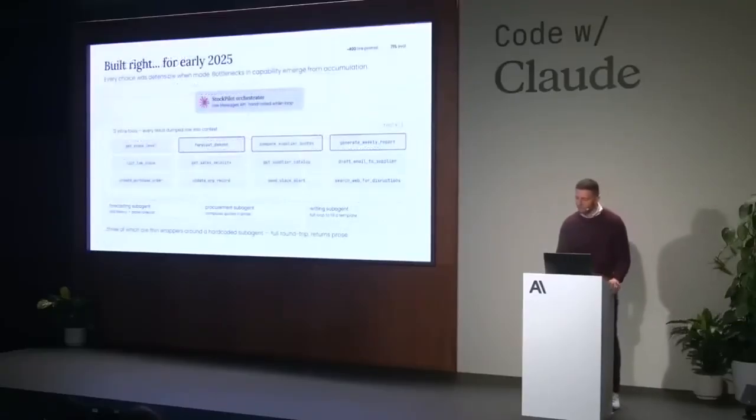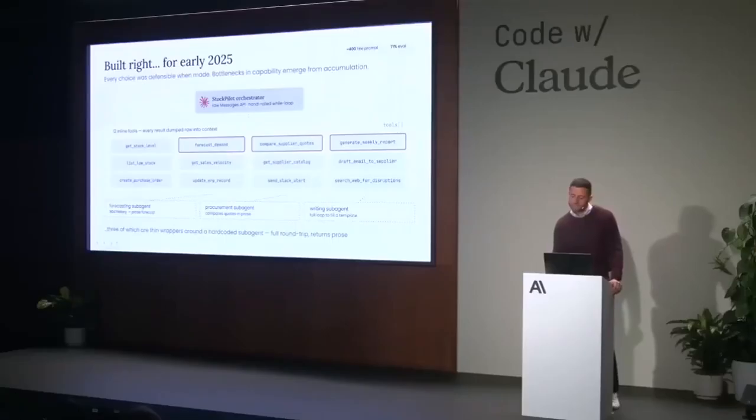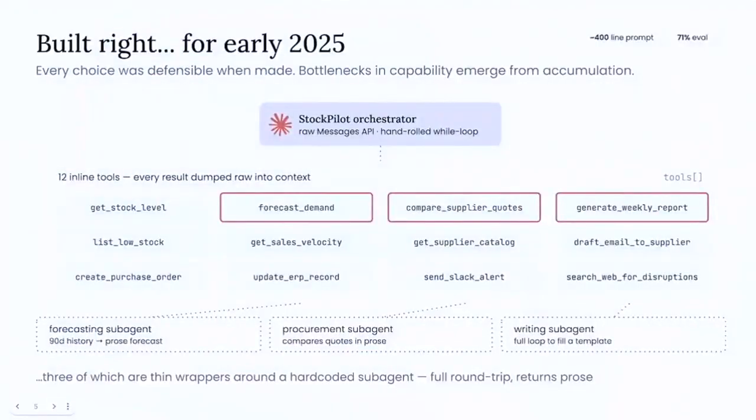Let's take a look at the actual architecture today of the agent. Folks, today the agent is facilitated by a single orchestrator. So you see the Stock Pilot orchestrator sitting at the top of the screen. The agent has a system prompt, as I mentioned, that's grown to be about 400 lines long. It has 12 different tools. 3 of those tools happen to be wrappers around sub-agents with completely isolated context windows.